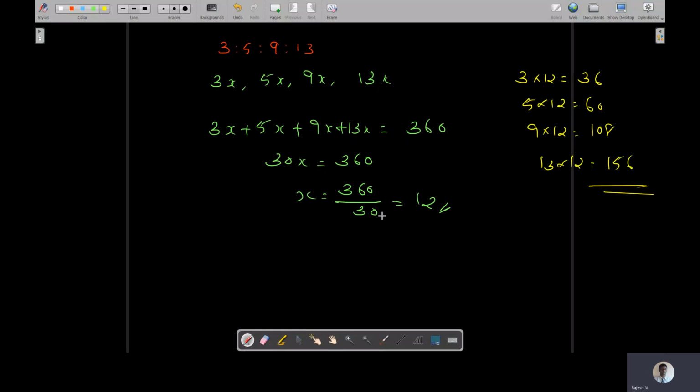So if the angles of a quadrilateral are given in a ratio, then you have to find them like this. This is a common question generally asked.